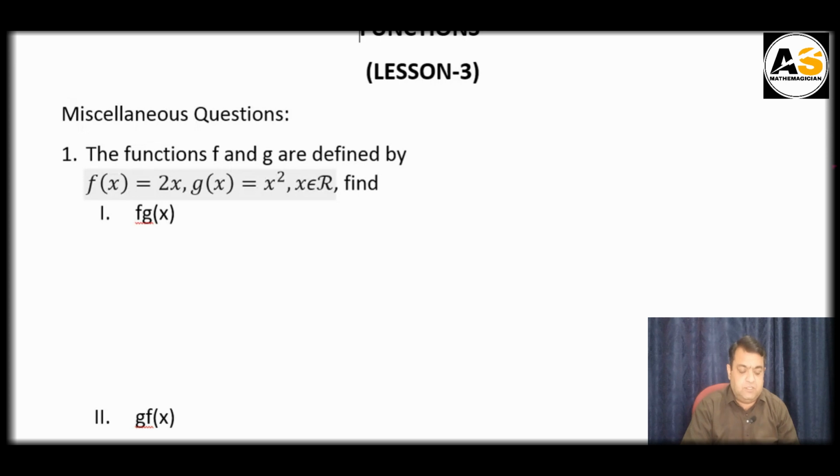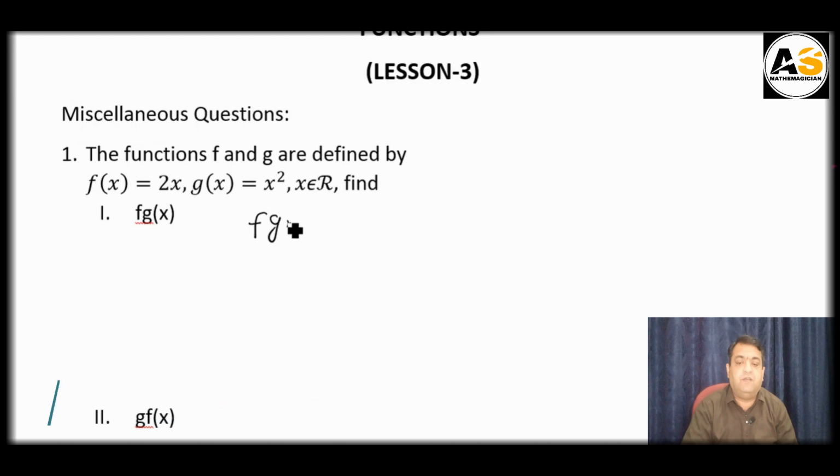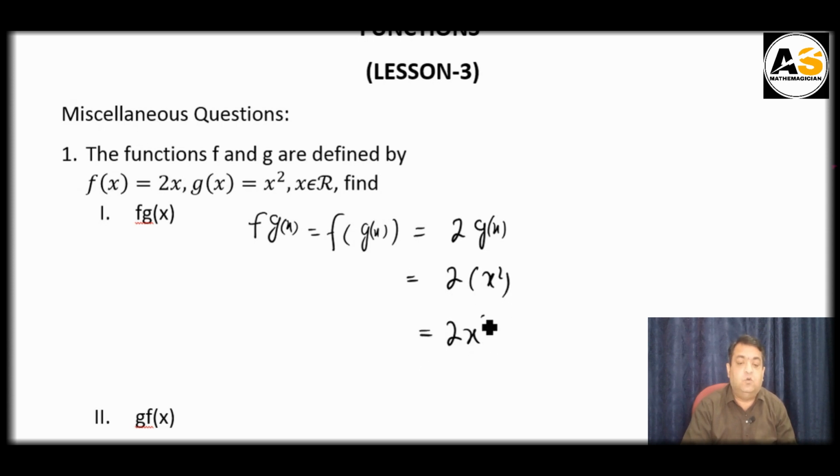We know that f of x is 2x and g of x is equal to x square. So what is the method for finding f of g of x? This is basically f of g of x, that is, in f of x we will replace x by g of x. So that will be 2g of x, and in the second step we will put the value of g of x, which gives us 2x square. So this is the answer to the first part.